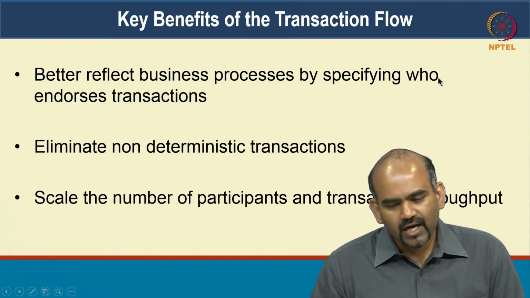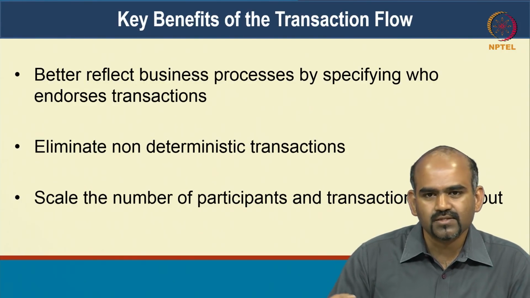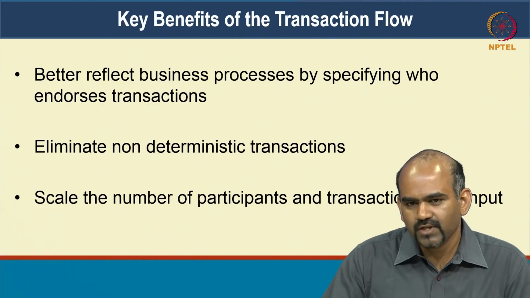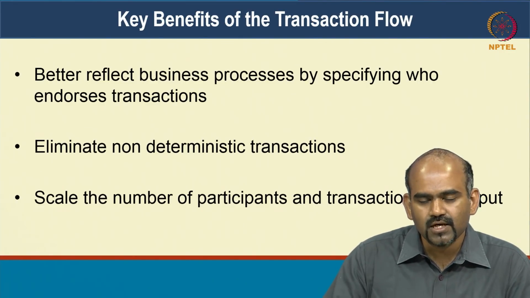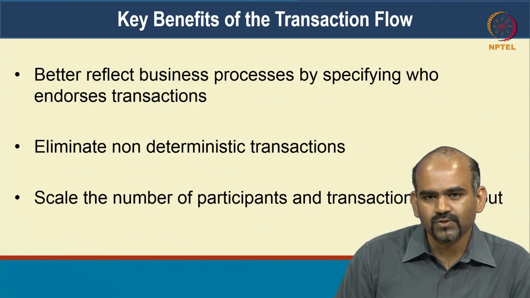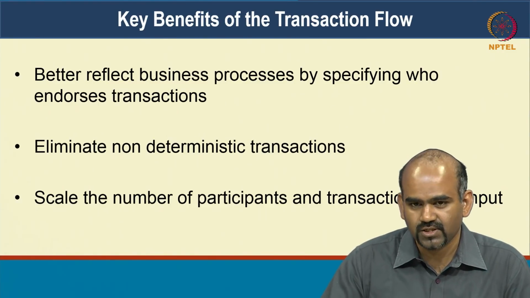So why did we architect it this way, right? What is the reason for having the endorsement first, then ordering, then validation? If you look at many of the existing blockchain platforms, they actually have the thing inverted around. They first do an ordering, and then they do the execution and validation of the transactions.